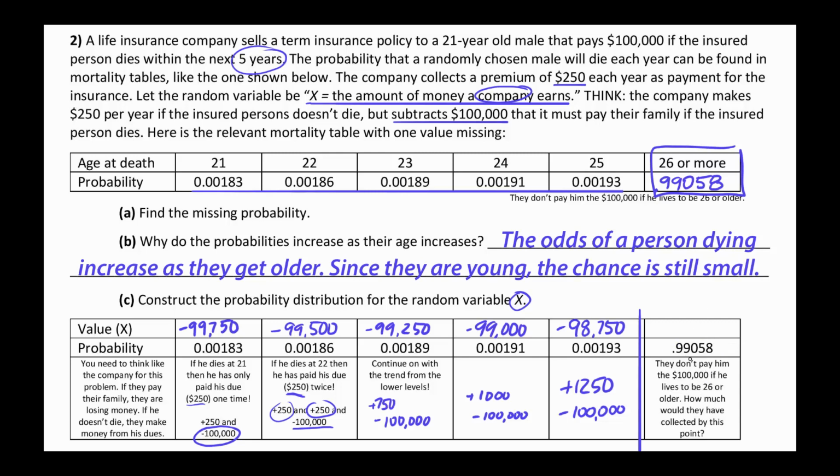And if they live to be 26 or older, that means they've paid for 1 year, 2 years, 3 years, 4 years, 5 years. And this company hasn't lost a thing because they don't pay them the $100,000 if they live to be that age. So they make $1,250 in that case. So they are up. They are up a majority of the time, and they are down a small minority of the time.